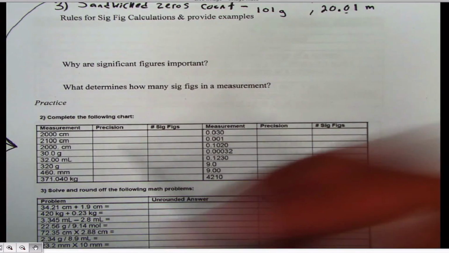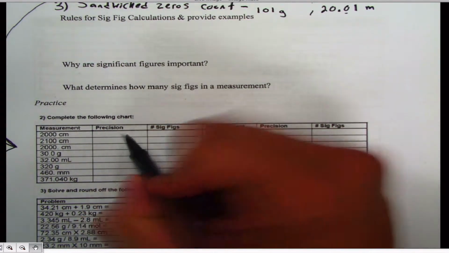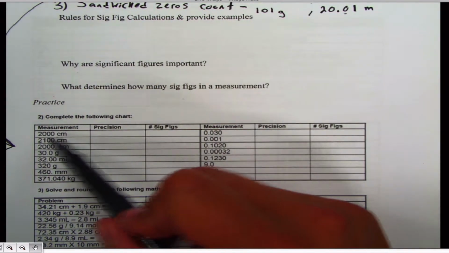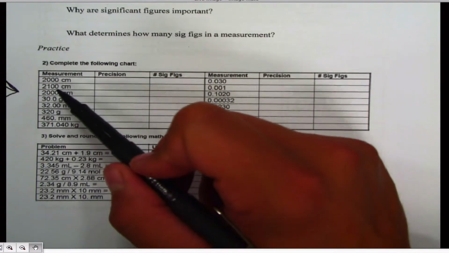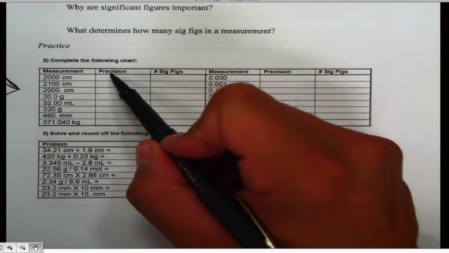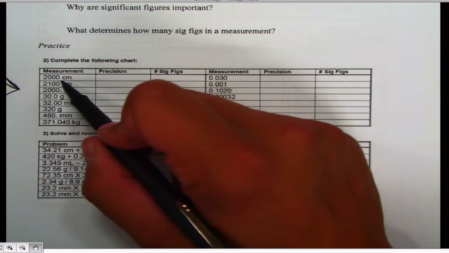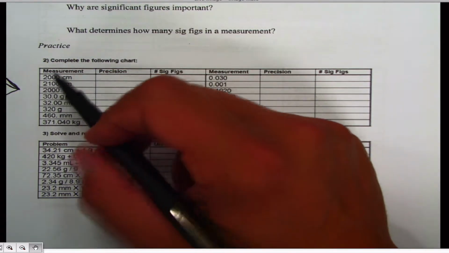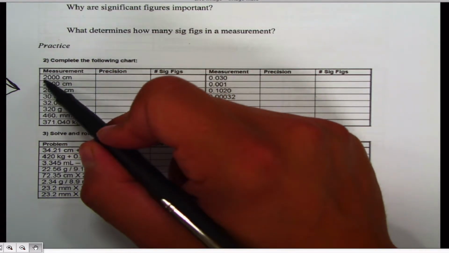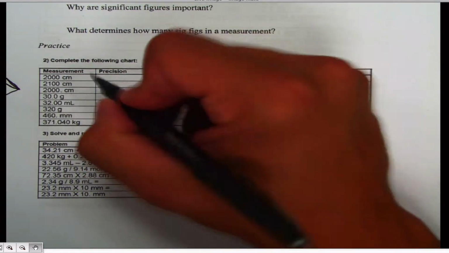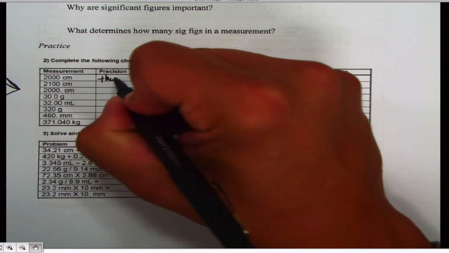All right, so here is how it works out. We have a number with a label. Figure out what it's measuring to, in other words, where the last significant figure is measuring at, and how many significant figures. So for this number, 2,000, only non-zeros count, so therefore just the 2 counts. And what am I measuring to? I'm measuring to the thousands.